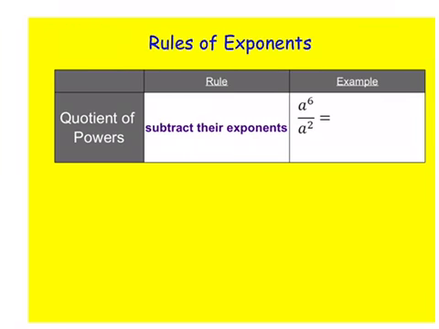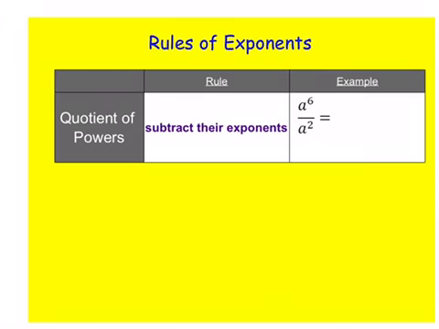In our previous lessons, we've already looked at our product of powers when we've been multiplying. We've also looked at our power to a power situation. And then we've looked at when our exponent has been 0. So we're going to add another rule in here, and we're going to look at our quotient of powers.